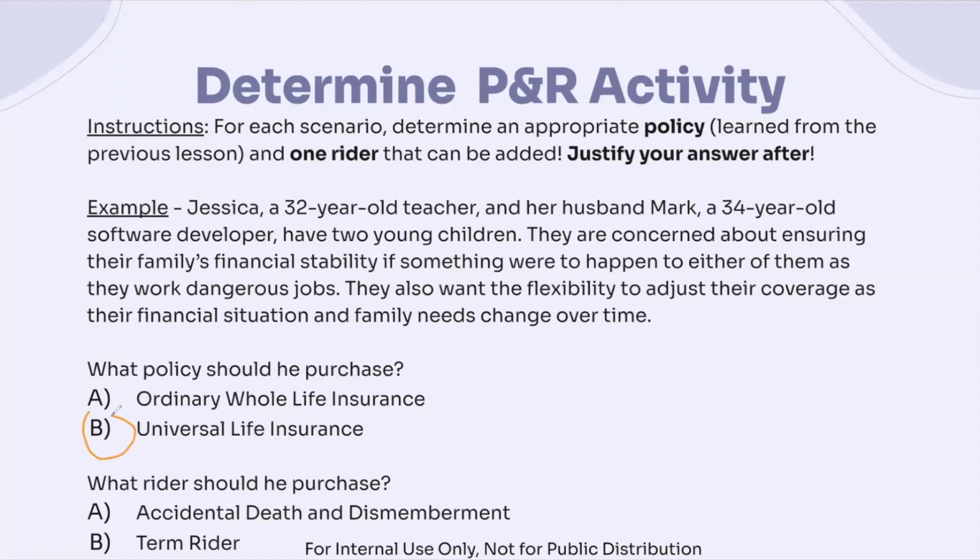And with the rider, well, they want to ensure that they are financially stable if something were to happen to them, as they work dangerous jobs. Let's pretend it's dangerous. So what happens? Well, an appropriate rider could possibly be the accidental death and dismemberment rider. That would provide benefits if, for example, the husband Mark passes away due to accidental death. In that case. Okay. So we just want to think about some ways to practice.